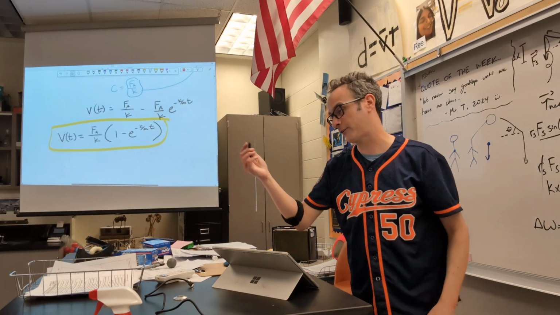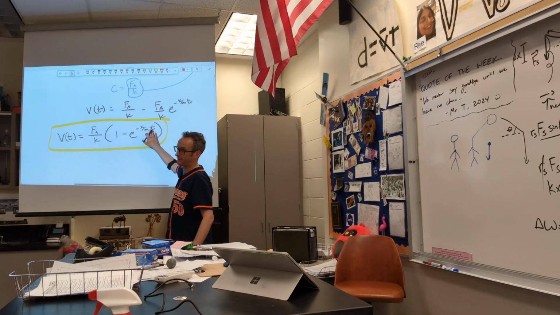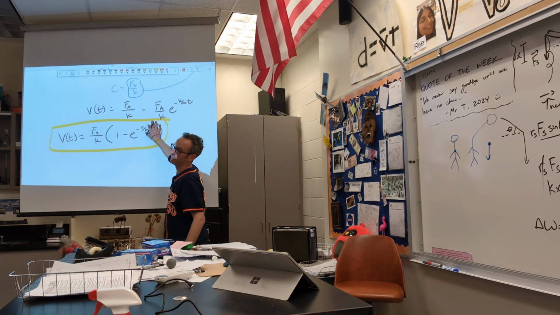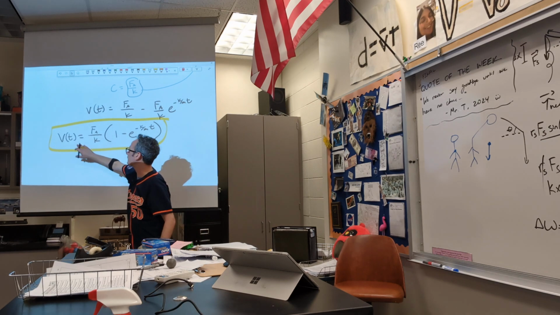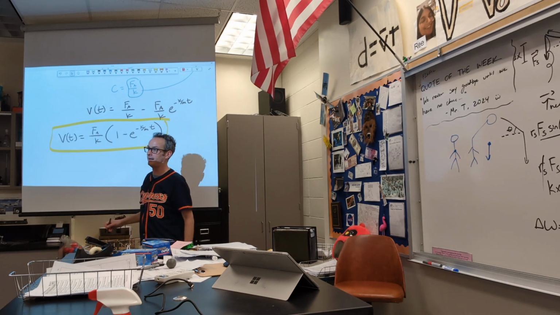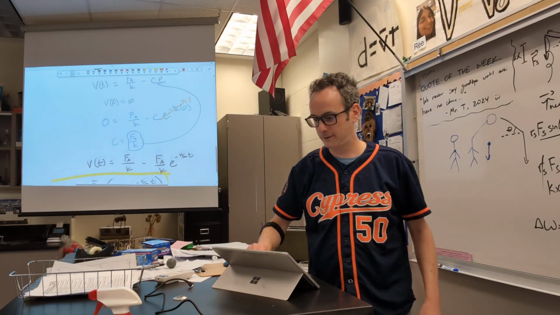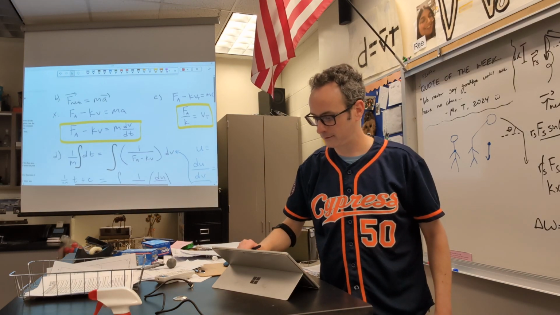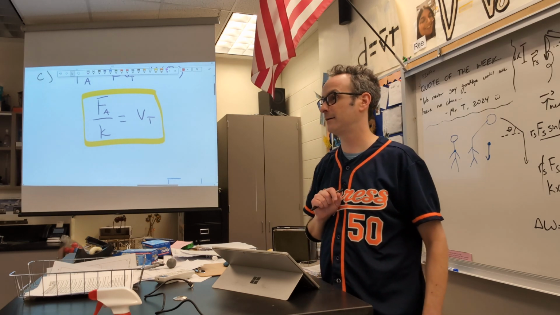And this is a common question that they might ask. If time goes on for a long period of time, then this becomes 0. So we got 1 minus 0, that's 1. What does the velocity become? F_A over k, which, if you recall, was the terminal velocity we calculated back here.